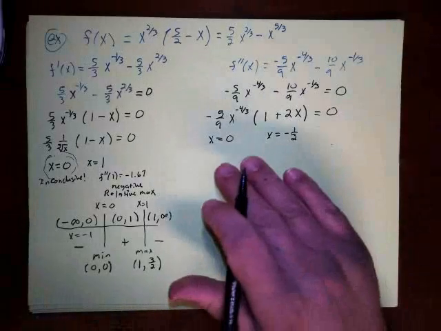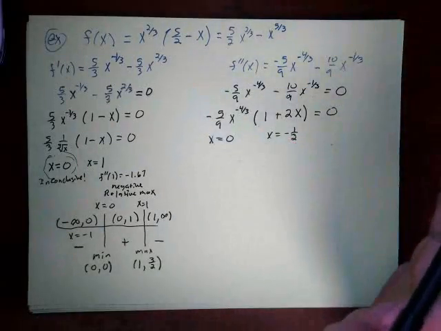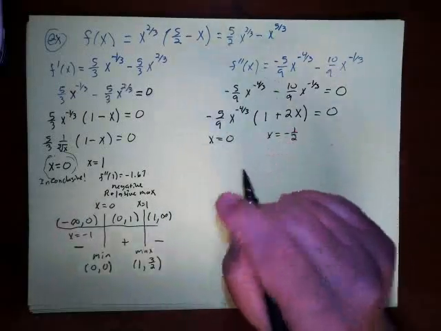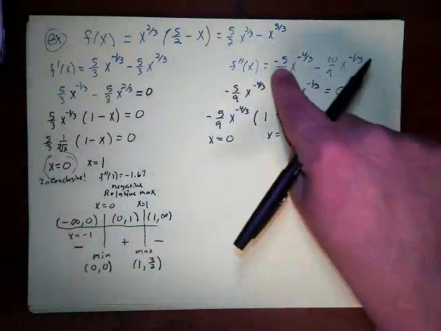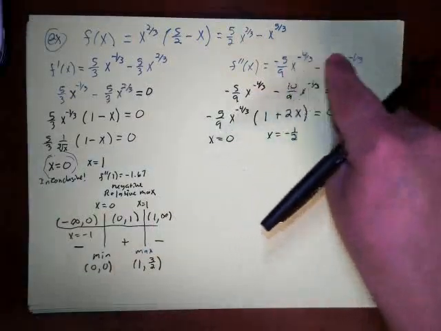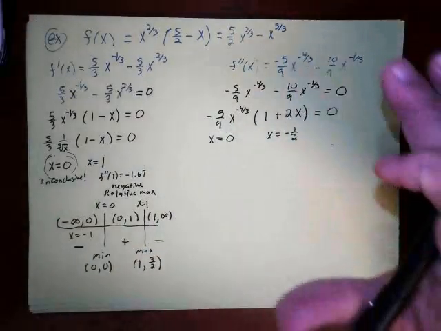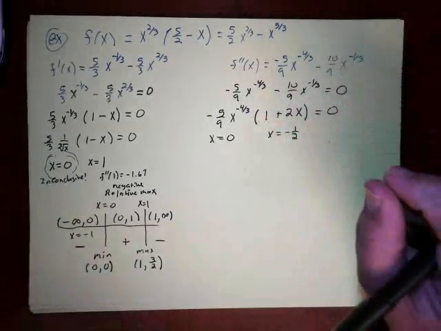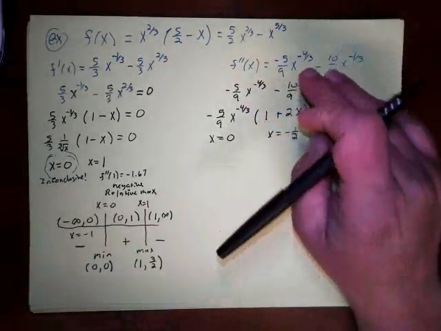Okay? But we don't know if these are inflection points. So what we're going to need to do is make a table, and at this point I'm just going to do the full table as opposed to trying to take the derivative of this and doing a third derivative test to see if it's a maximum or minimum of the second derivative.